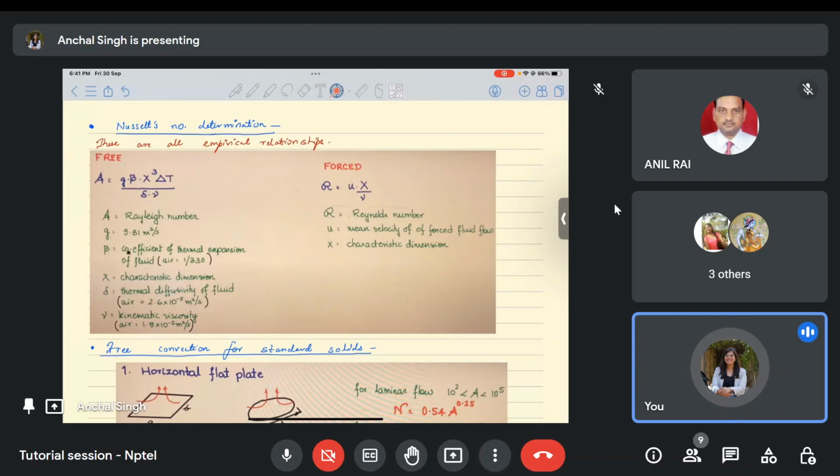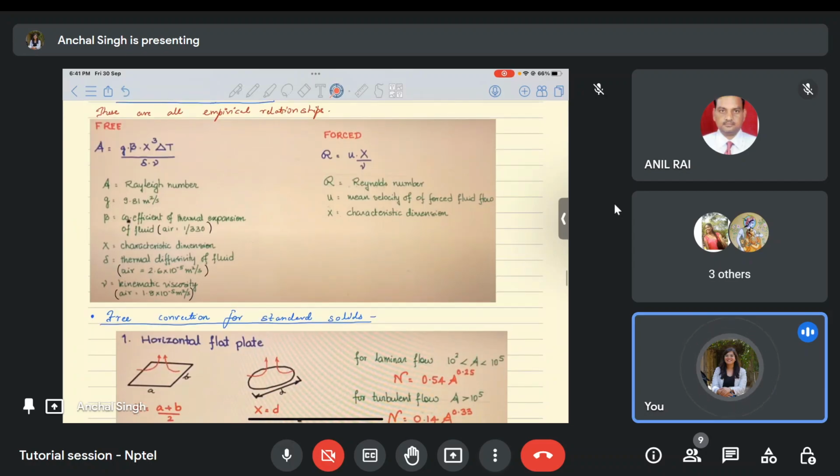The Nusselt number has a few empirical relations found from experiments, and it depends on what kind of convection is going on, whether free convection or forced convection. For free convection, we first calculate a Rayleigh number using this formula, and then from the Rayleigh number we obtain the Nusselt number. Similarly, for forced convection, we first calculate the Reynolds number, and then calculate the Nusselt number from it. These are very standard formulas.